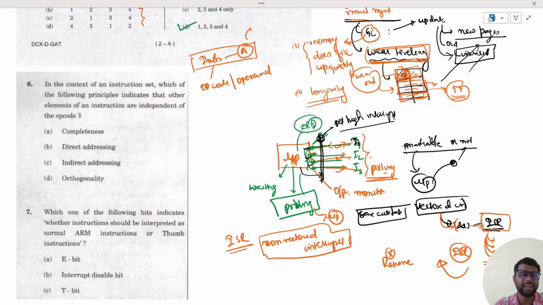in the context of an instruction set, which of the following principle indicate that other elements of an instruction are independent of the opcode? Other element means what? The operand. We have the opcode and the operand. The operands are independent of the opcode. What is that? What could be that property?